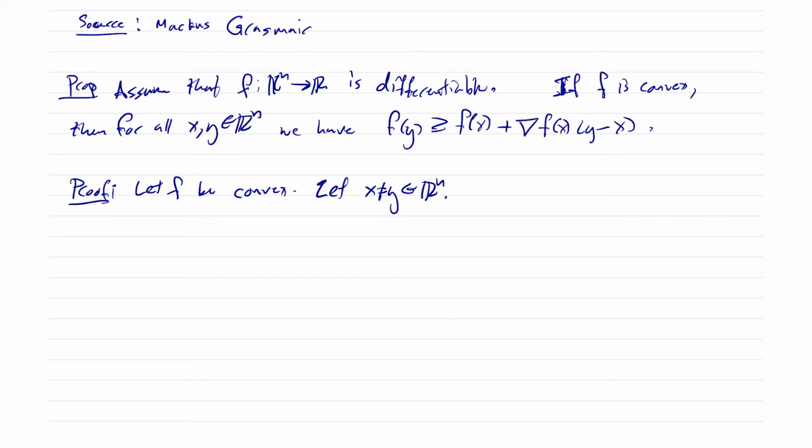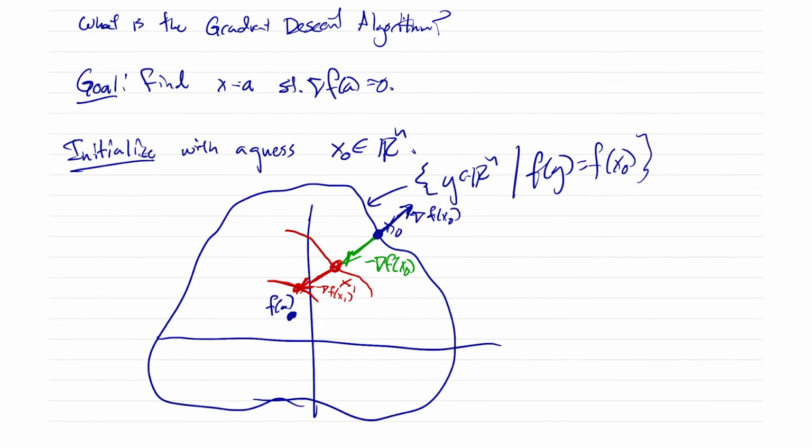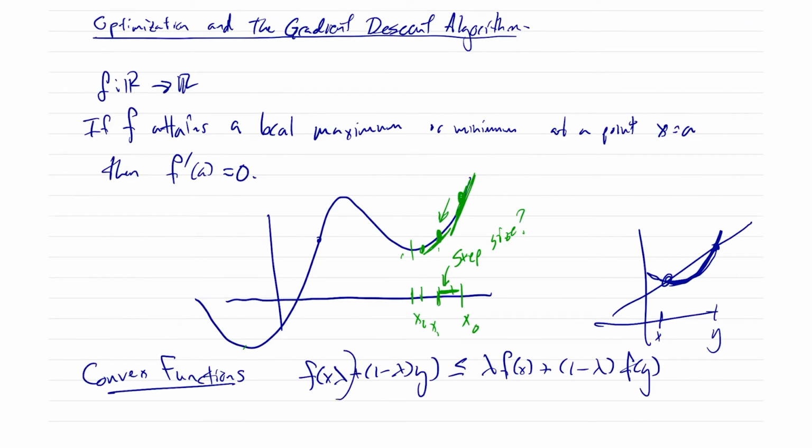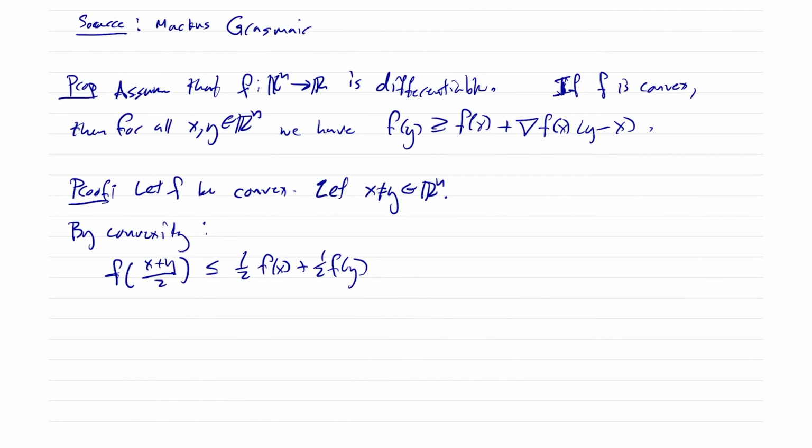And so by convexity, we get the following. Here we have f of (x plus y)/2 is less than or equal to 1/2 of f of x plus 1/2 of f of y. Now if you go back and look at the definition of convex functions, I said that we choose this lambda, and by the way, lambda has to live in [0, 1]. So we're just choosing lambda being 1/2, which makes this 1/2, and that makes this 1/2, right? So then we have that.